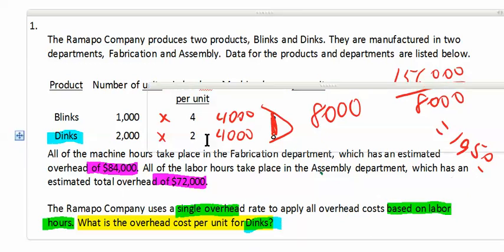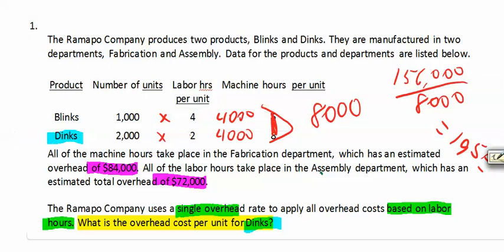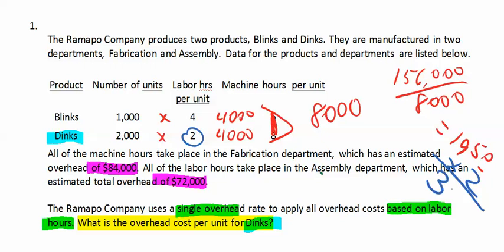Now dinks use 2 hours, so I'm going to have to multiply then the 2 hours times $19.50, and that equals, what is that, $38 or $39 per hour. So that's going to be the answer for the overhead cost per unit of dink.